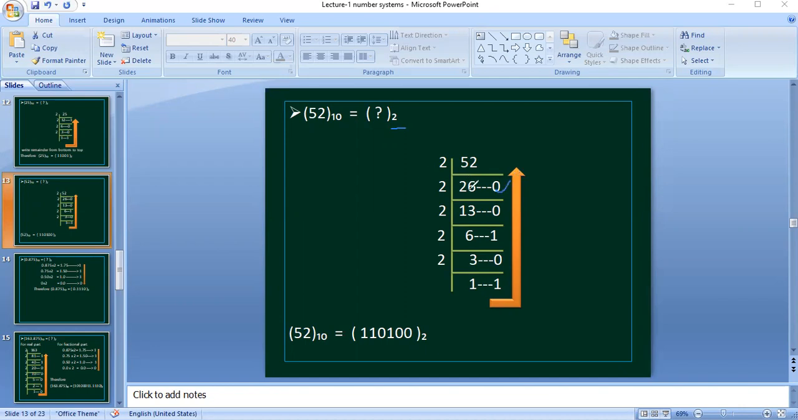2 26s are 52, the remainder is 0. 2 13s are 26, remainder 0. 2 6s are 12, remainder 1. 2 3s are 6, remainder 0. 2 1s are 2, remainder 1. The obtained result is now less than 2, so you may stop the conversion here. Considering the remainders from bottom to top, we get 1 1 0 1 0 0.